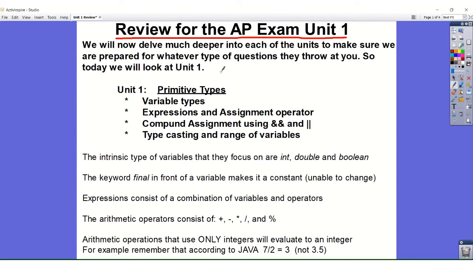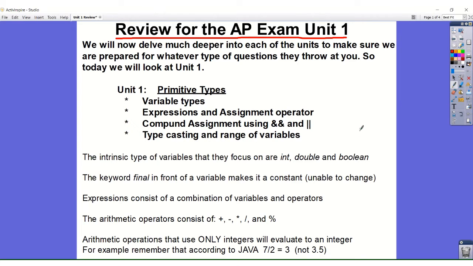So Unit 1 in the AP College Board curriculum is on primitive types. We're going to look at different kinds of variable types. We're going to look at expressions and the assignment operator. We're going to look at compound assignments using the and the or. We're going to look at typecasting and the range of different variables. So these are some of the main topics that are in what the AP College Board calls their Unit 1.